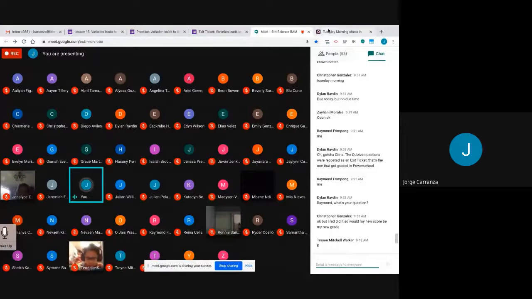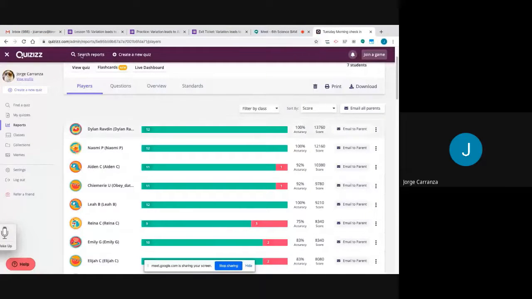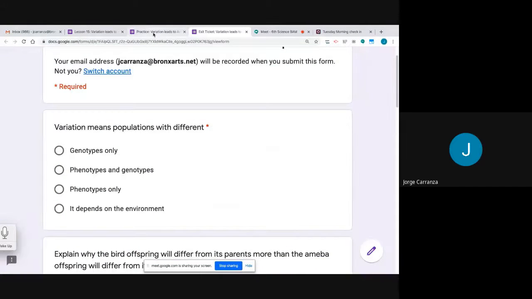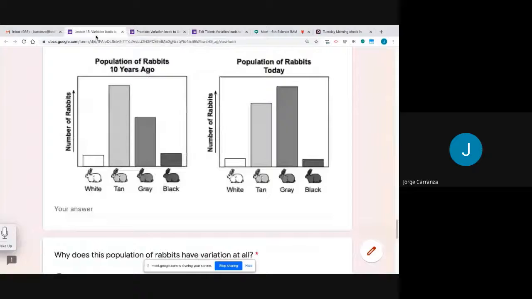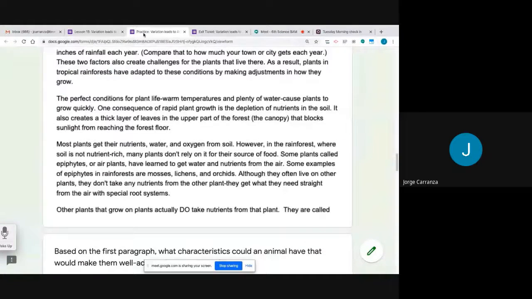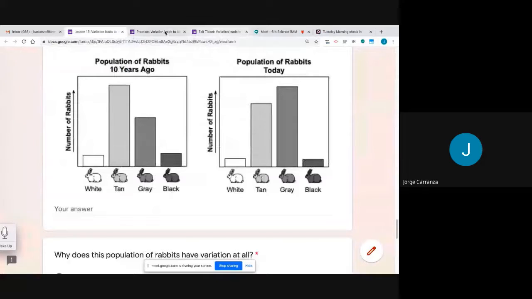Quizzes, guys, quizzes is just practice. Quizzes is just a competition we make every week. Your grade is the exit ticket, your practice, and your lesson. So your grade is how well you do it, and if you completed the three of them.